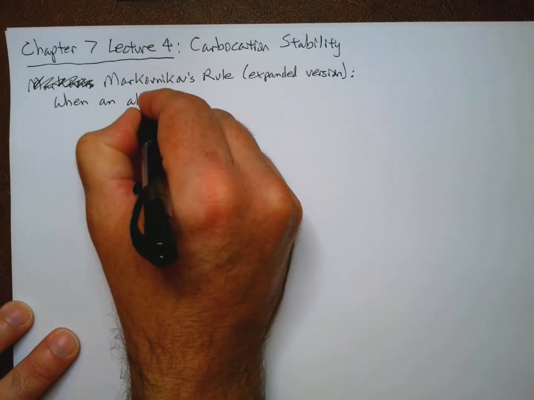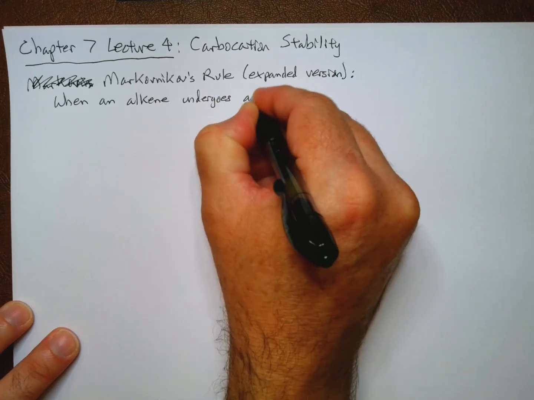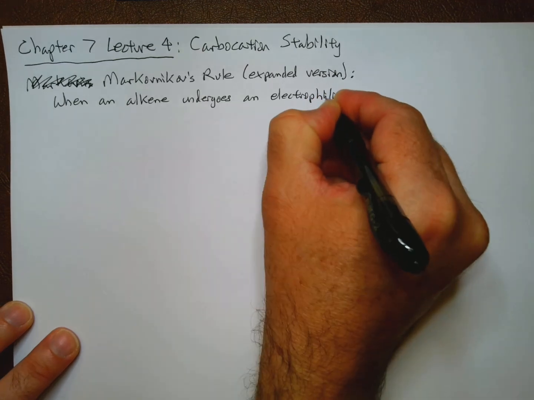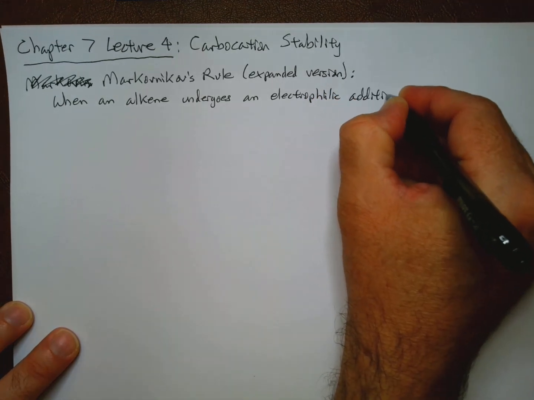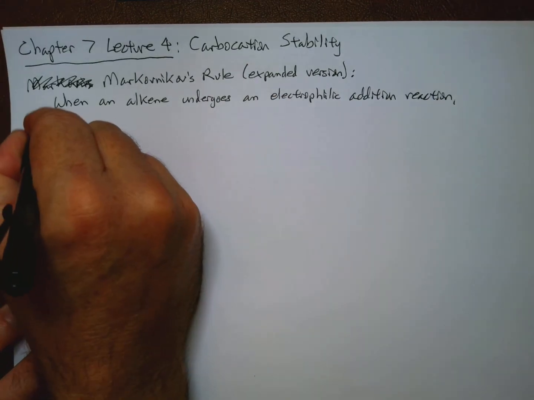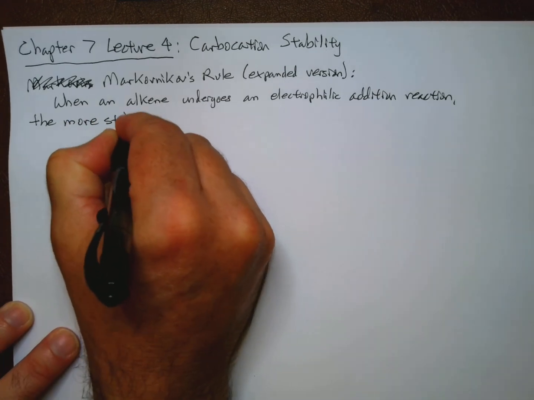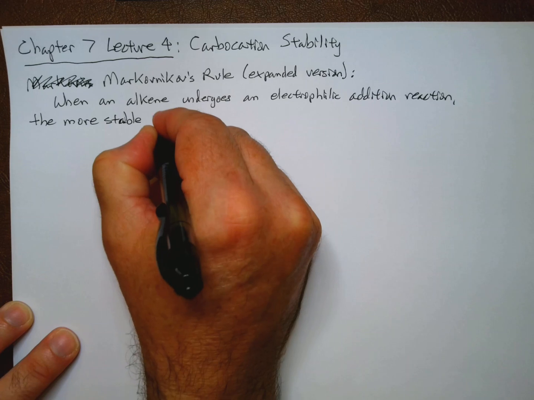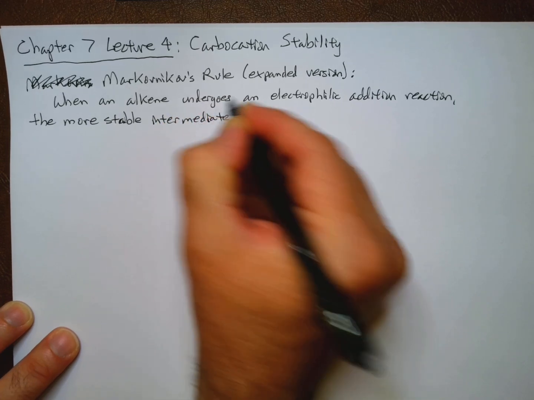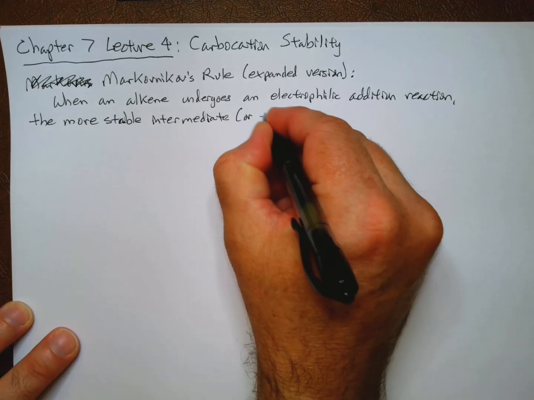When an alkene undergoes an electrophilic addition reaction, the more stable intermediate is formed. And in some cases, we'll see it may actually be a transition state, so I'm going to add that in.